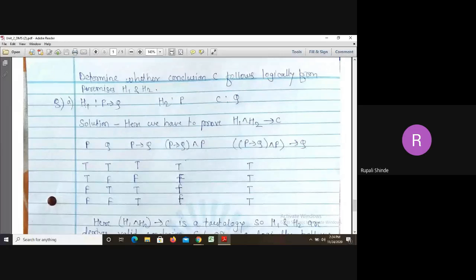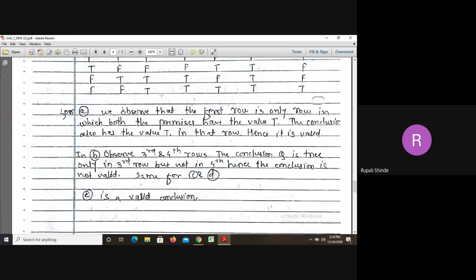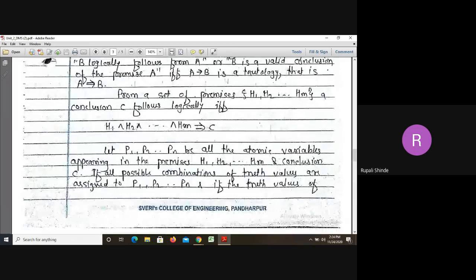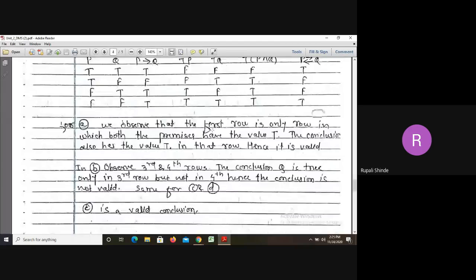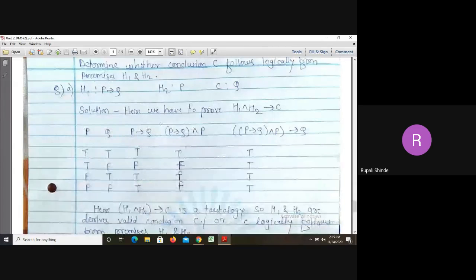Here one question is given. Determine whether conclusion C follows logically from premises H1 and H2. Again, what is that formula? How to check it? H1 and H2 and up to Hm logically implies C, which means we have to take the conjunction of H1 and H2. Check here. H1 is given as P conditional Q, H2 is given as P, and the conclusion C is Q.